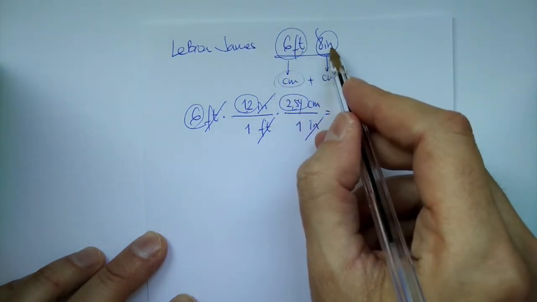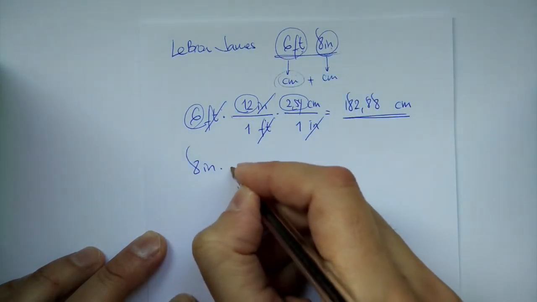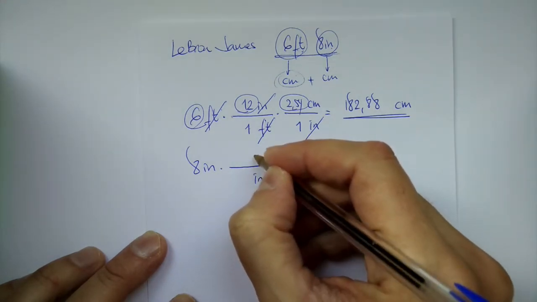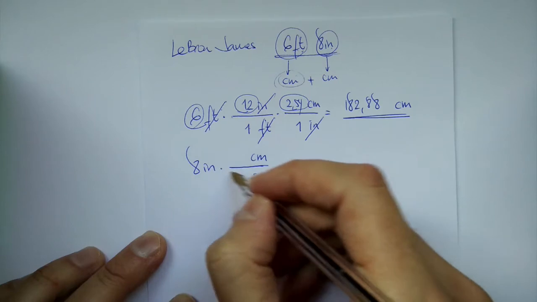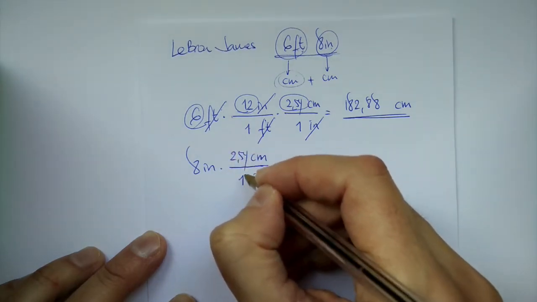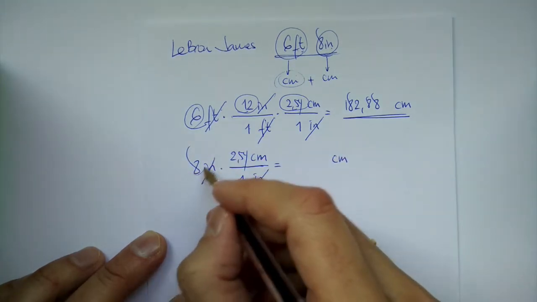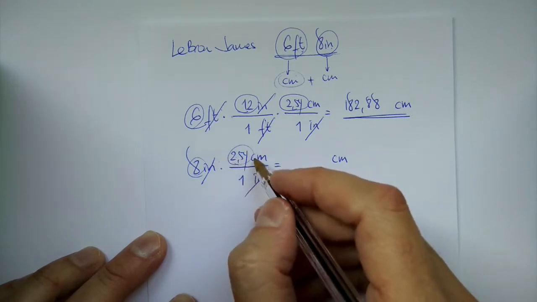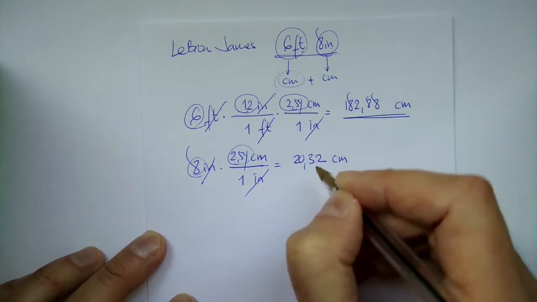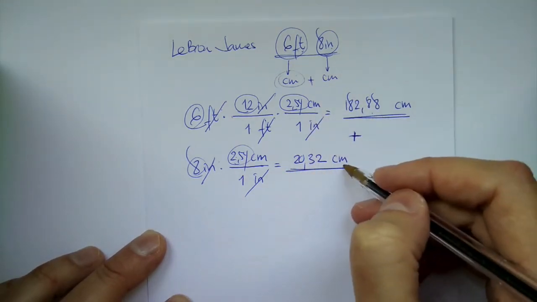Now, these are just the feet. We still have to convert those remaining 8 inches. So I know the equivalency of inches to centimeters. 1 inch is 2.54 centimeters. Put the inches in the denominator, centimeters on top. Cancel out the inches. Multiply 8 times 2.54 centimeters, and you get 20.32 centimeters. Now we just need to add these two values to get his total height.